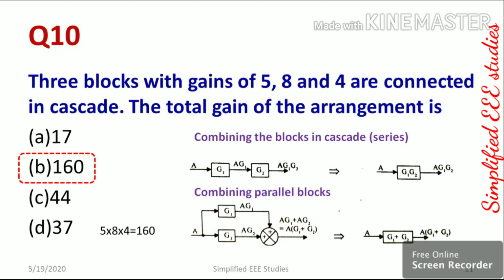If I ask another question, where 5, 8 and 4 are connected in parallel, what will you do? How do you combine the blocks? You have to add. If it is parallel, then you add 5 plus 8 plus 4. So the answer is 17 if it is connected in parallel. I think you understood the concept.